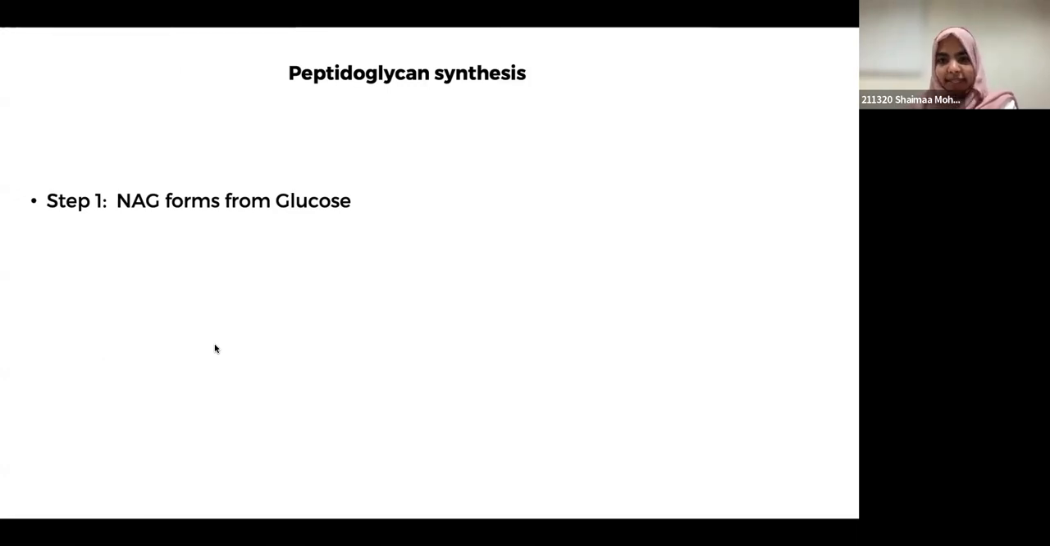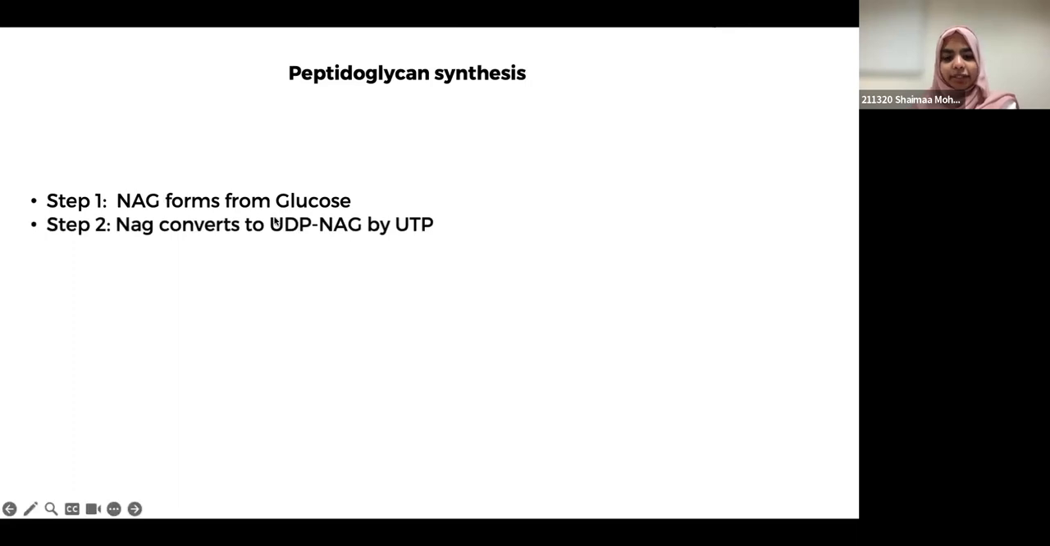Okay, NAG, yes, NAG to UDP-NAG. And this is through what? UTP, yes, perfect. So step 2, NAG converts to UDP-NAG by UTP. Then what happens? What happens after UDP-NAG? UDP-NAG, okay, to NAM. And this enzyme is?